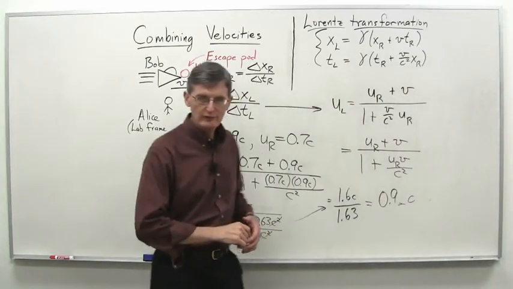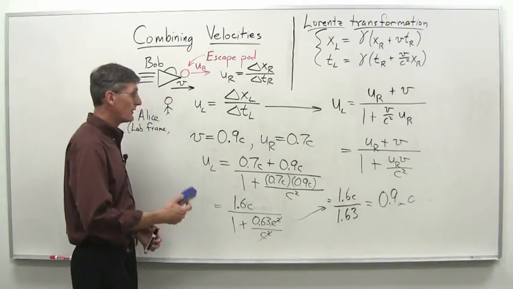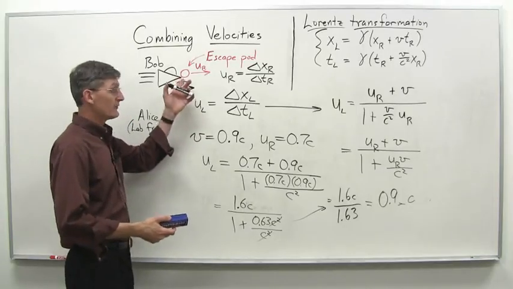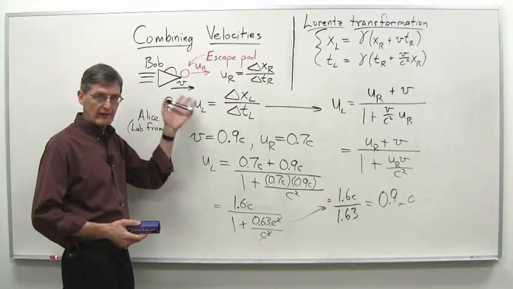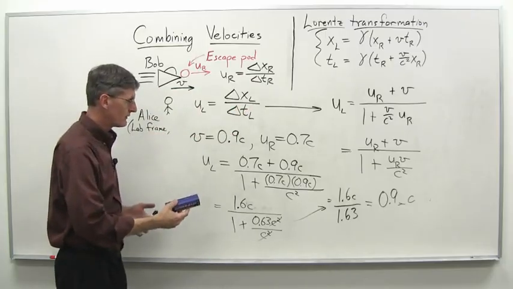Just thought of one more thing we should actually look at here. I want to do the example of what happens if, instead of the escape pod here, Bob has a flashlight or laser beam and he shoots a beam of light out in front of him. So let's just quickly do that.